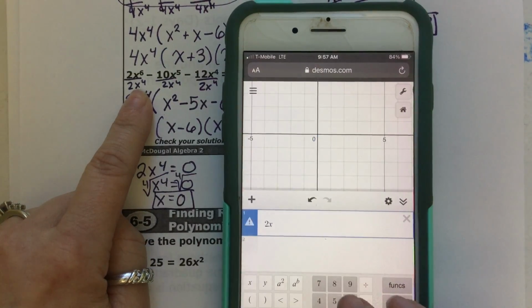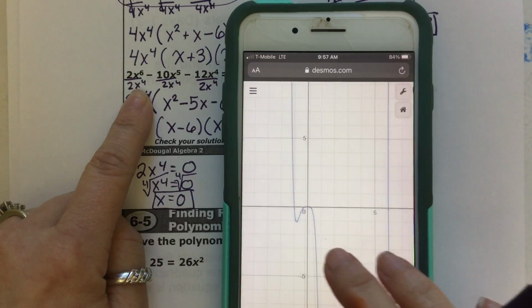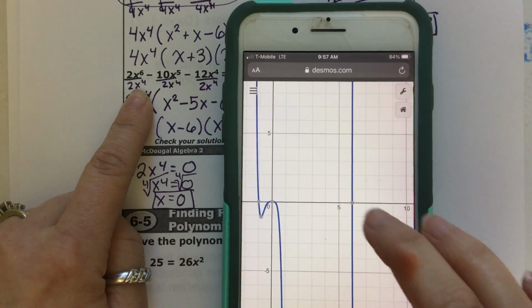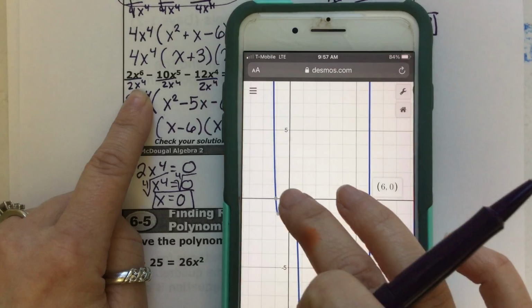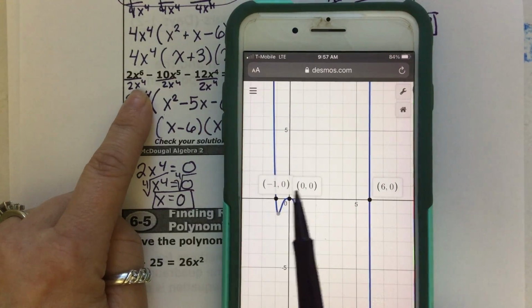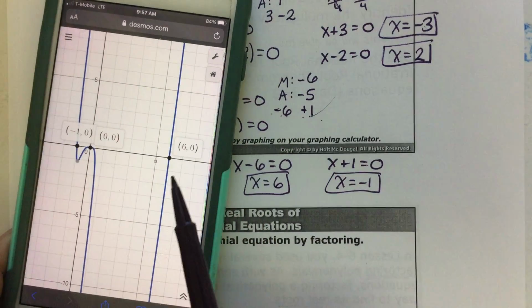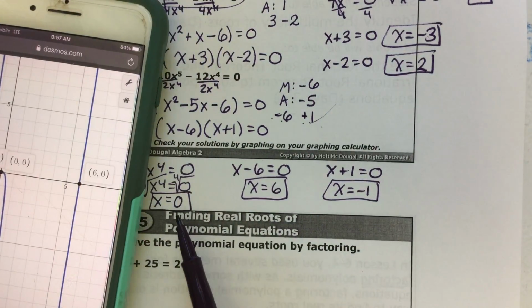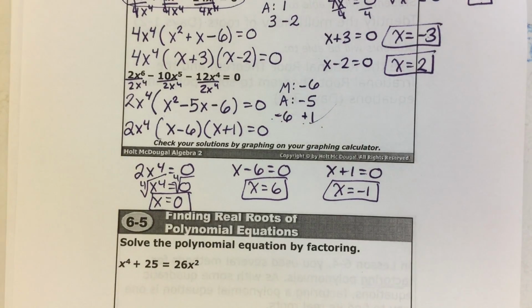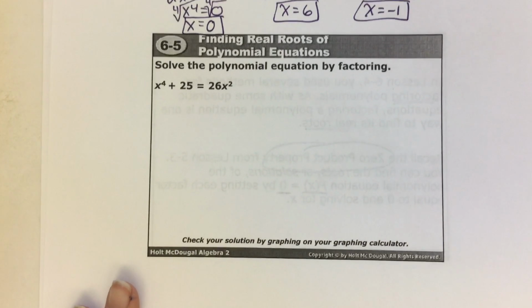2x to the power of 6 minus 10x to the power of 5 minus 12x to the power of 4. Here is my function. I want to check my solutions, so I go ahead and tap on the zeros. We are looking at the x values. My x value should be negative 1, yep, positive 6, yep, and 0. So we used Desmos to make sure that we were on the right track. All right, 2 more questions.